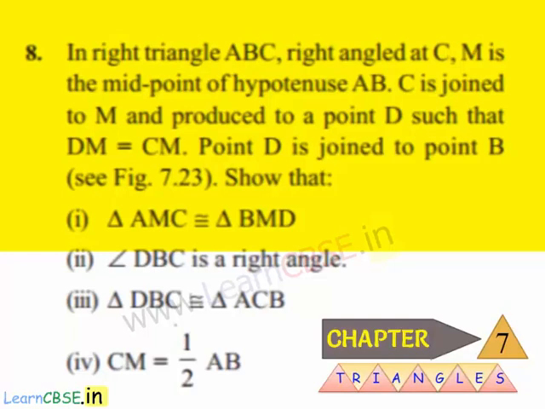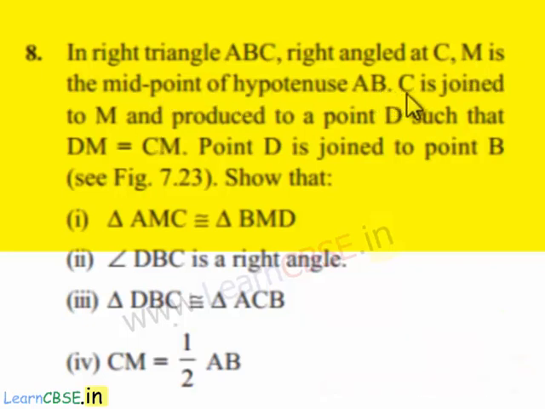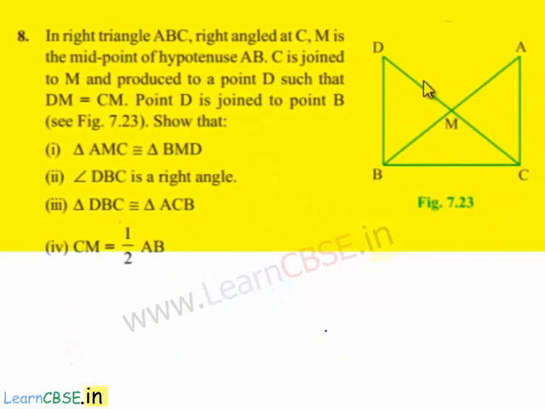Moving on to 8th question. In right triangle ABC, right angle at C, M is the midpoint of hypotenuse AB and C is joined to M and produced to point D such that DM is equal to CM.